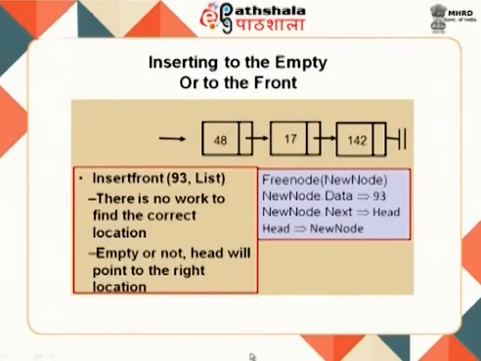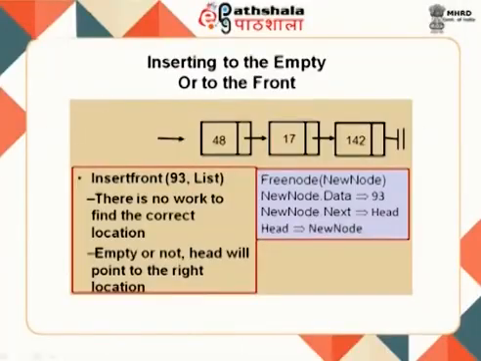So, we will look at this. Suppose this is insertion in the front. I want to insert 93 into this list. Head is initially pointing to this. Now, there is no work to find the correct location, because head will always point to the first node, empty or not, head will point to the right location. So, I take a free node, I call the function free node to create a new node. In that new node I put new node dot data equal to 93, and new node dot next to point to the previous head. The head was initially pointing to this, and now I update the head to point to the new node. That is it as far as insertion in front is concerned, no movement, nothing.